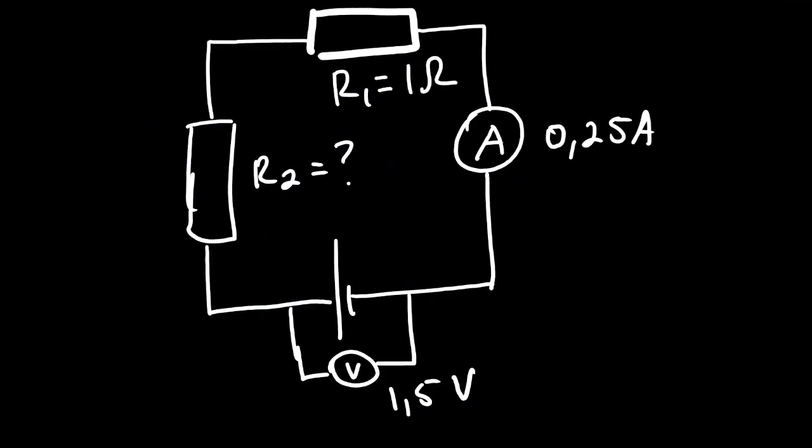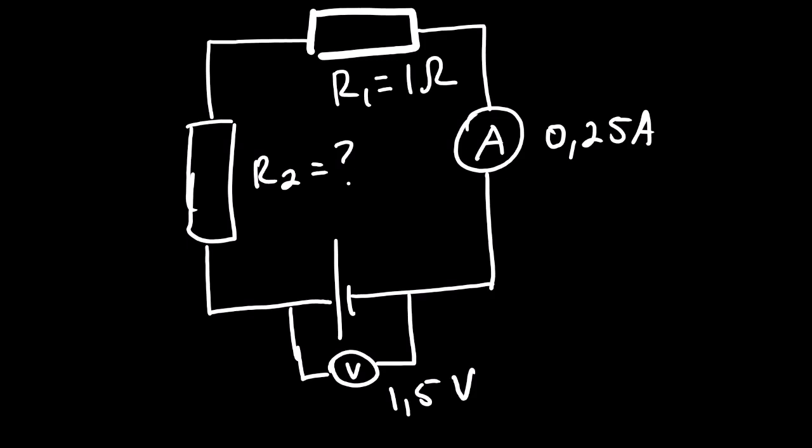Our next question, we are given this electric circuit. Now it consists of 2 resistors, which is 1 ohm, and the other one is unknown. We are given that the ammeter registers 0.25 ampere, and then we are given that the voltmeter registers 1.5 volts.